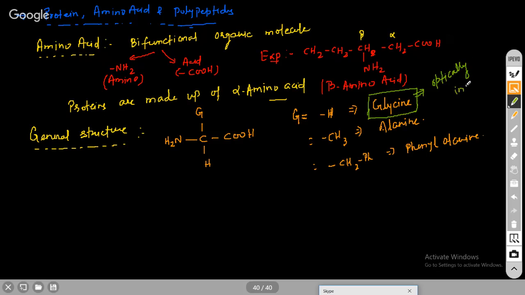So in NCERT, those examples are given. Out of those examples, only glycine is optically inactive. So you must keep this in mind. Fine. When CH3 you substitute here, then this carbon will be what? Chiral carbon. There is no plane of symmetry. Compound will be optically active.